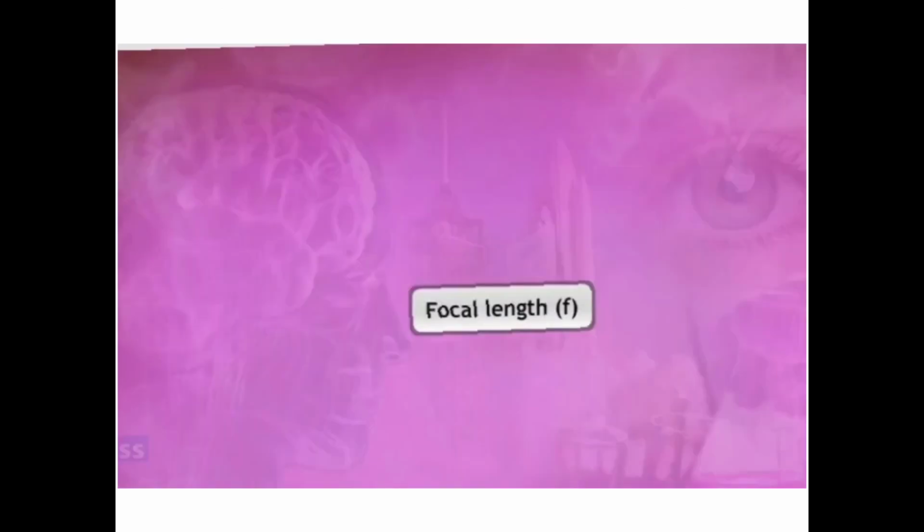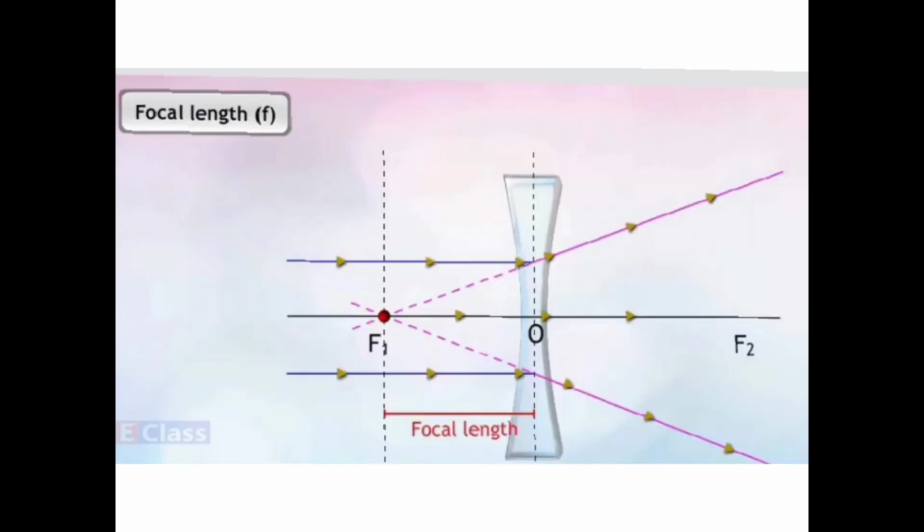This is the diverging lens. Now next is focal length. See, focus we denote by capital F. Focal length we denote by small f. Now what is it? Understand? The distance between the optical center and the principal focus is called the focal length. I repeat, the distance between the optical center and the principal focus of a lens is called the focal length. Clear?